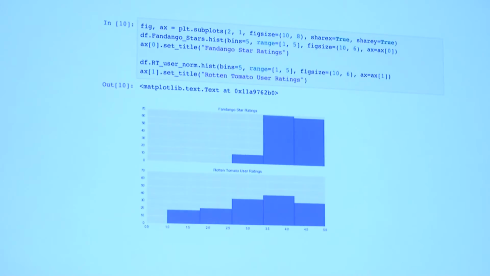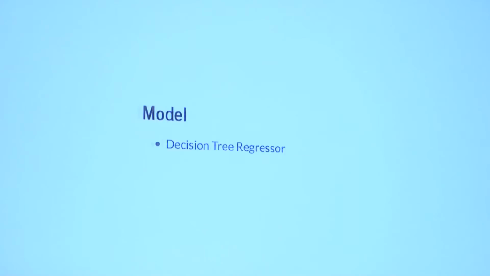And then I'll jump to this. This is the user ratings, and you really see that the user ratings are actually well distributed from 1 to 5, whereas Fandango is just 4 and 5s there. But let's build some machine learning model because we can.